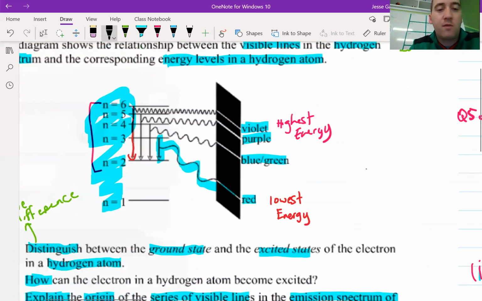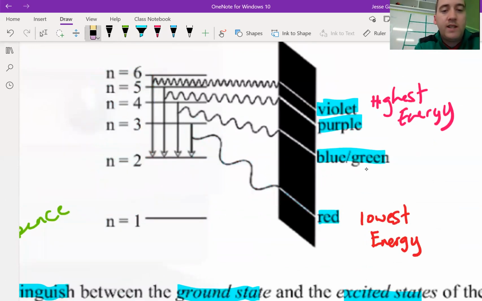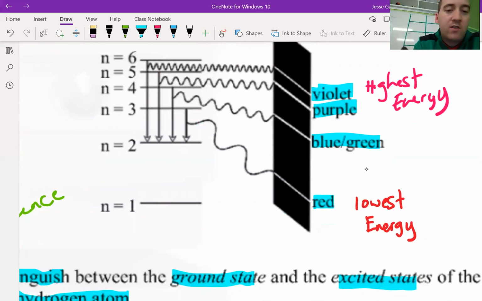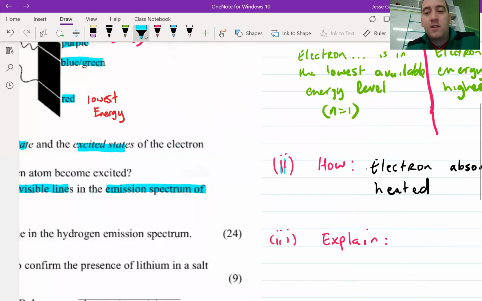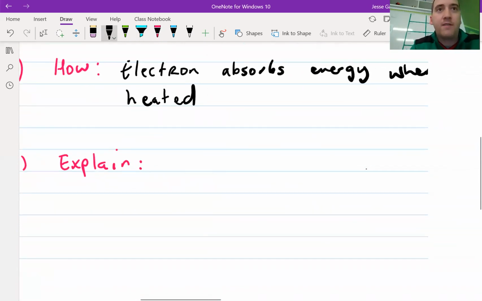Actually, sorry, before I go away from the diagram, what do we say about the excited electrons? Well, what do these arrows show? The arrows show that the excited electron is unstable and it falls. Now, what energy level does it fall to create the visible lines? That's very clear from the diagram here. All of them are falling to n equal to 2. That's what creates the visible lines. That should be the first point in our explain.